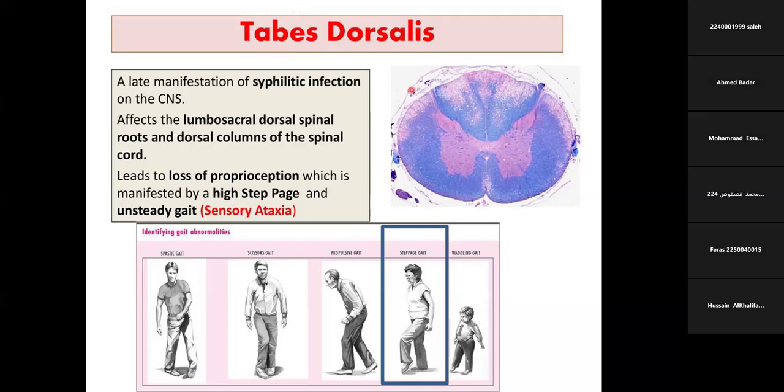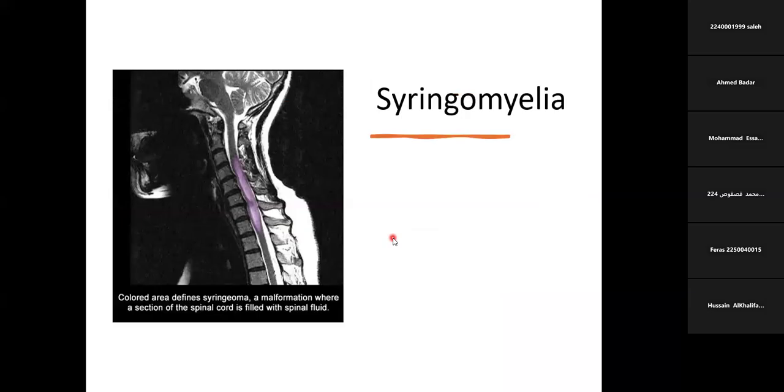All right. So this is the last one, syringomyelia. Here, the colored area shows us a syringomyelia, a malformation where fluid is collecting. The spinal cord is being pressed by this fluid. If we don't drain it, it presses on the spinal cord and causes the motor functions to be lost. We have to drain it again and again, otherwise the spinal cord starts dying.